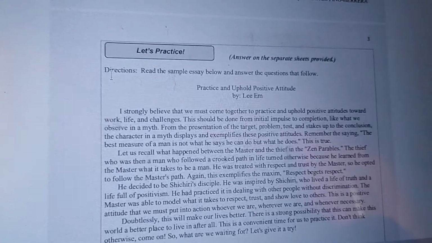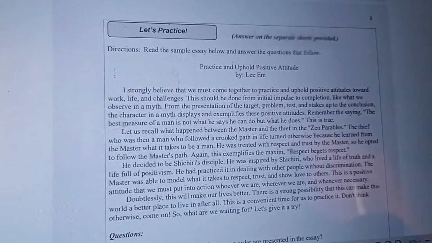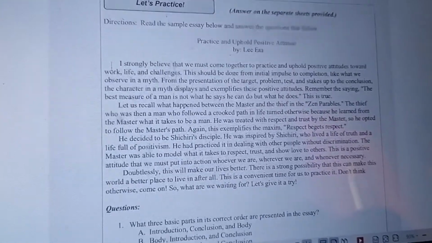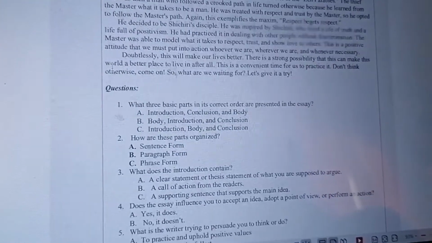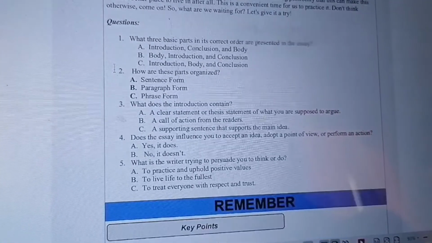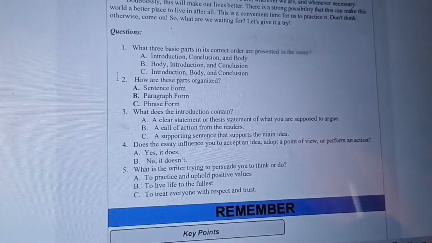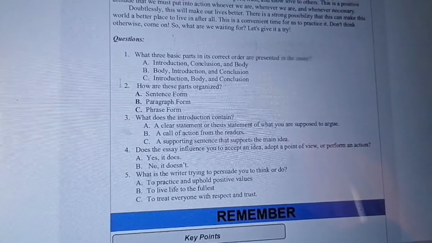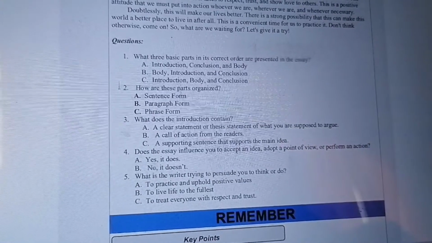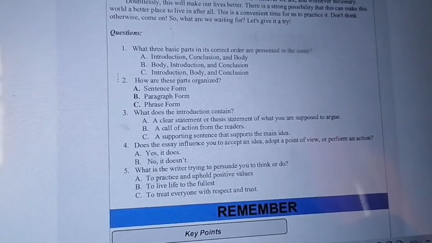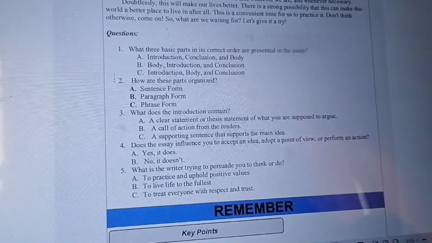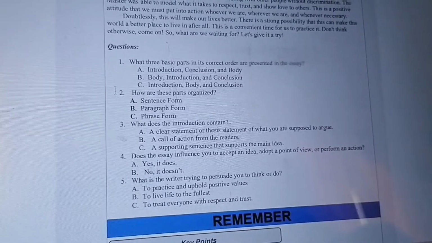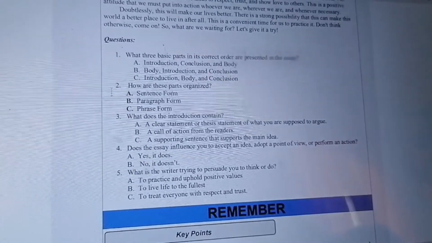So for let's practice, this is what you are going to do. Read the sample essay below and answer the questions that follow. Practice and uphold positive attitude by Lee M. Okay, so there are questions that follow. So what you are going to do is do not anymore copy all the questions, answer right away. So for your answer, for let's practice, ABC, okay, only ABC. So choose from letters A, B, or C, okay? So multiple choice test. So write that on your yellow pad.